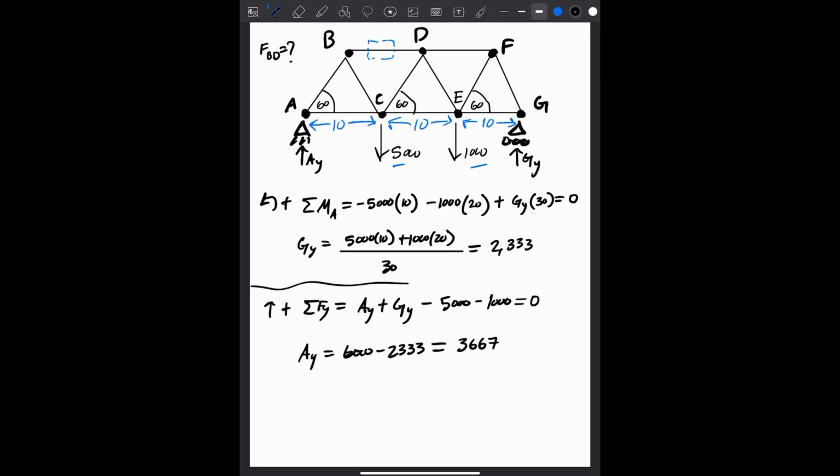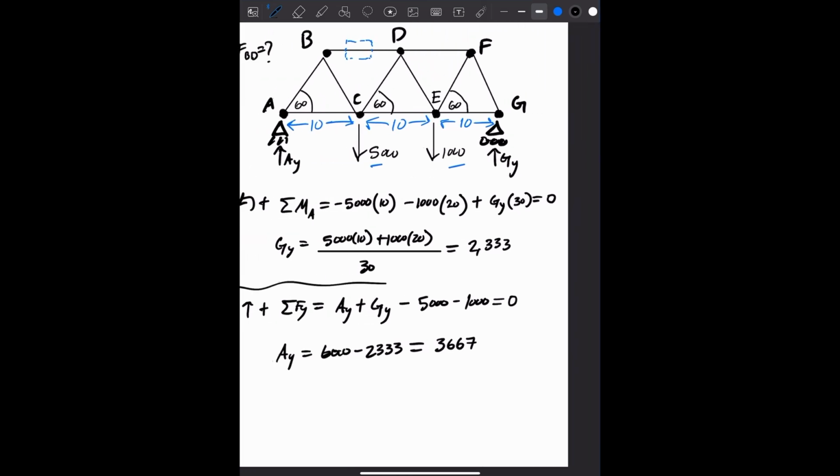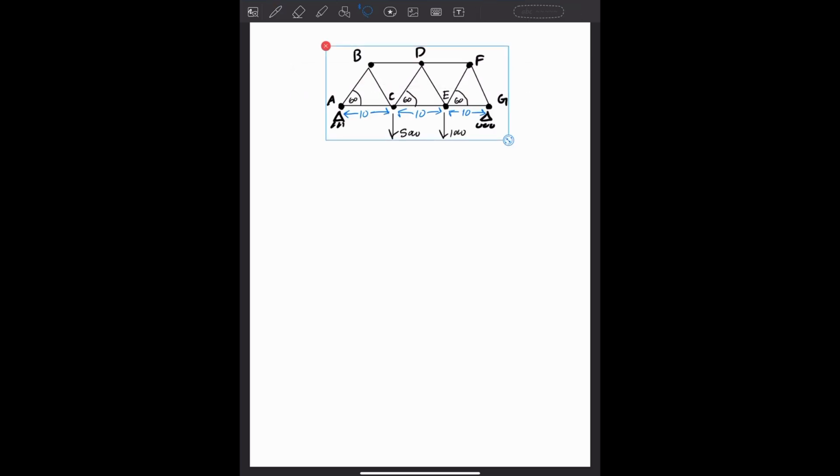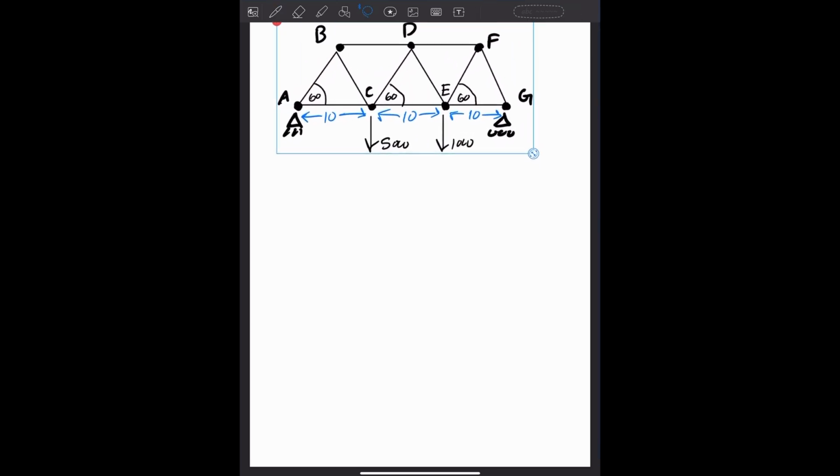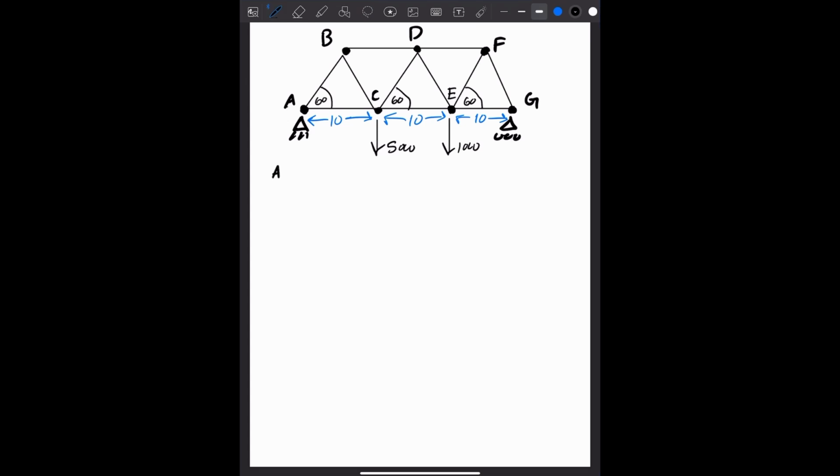let's continue with this. We have now GY and AY solved for. So we have gotten sort of this global equilibrium for this set of trusses. So let me go to the next page, and let's see if I can paste this truss so we still have it as reference. Now we know that AY is equal to 3,667 and GY is equal to 2,333.